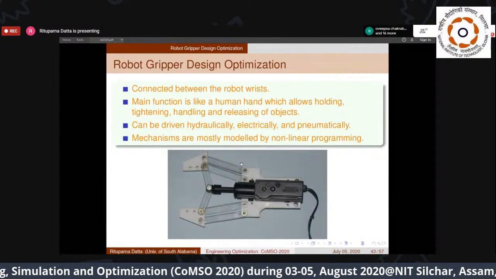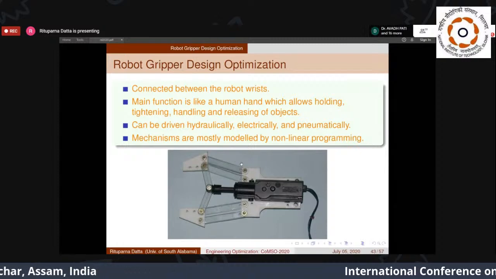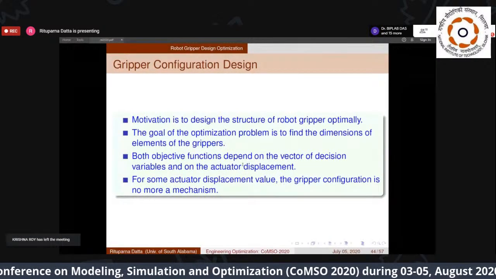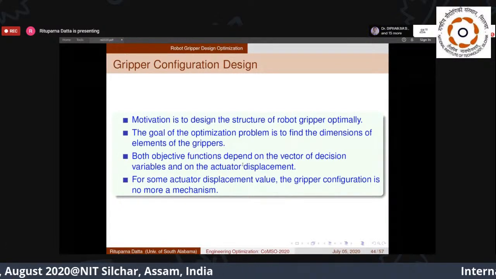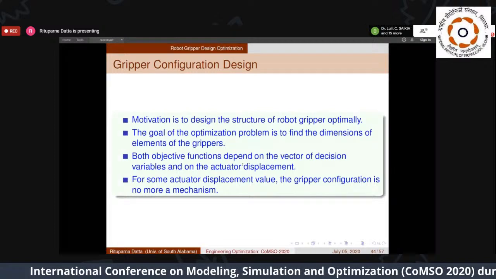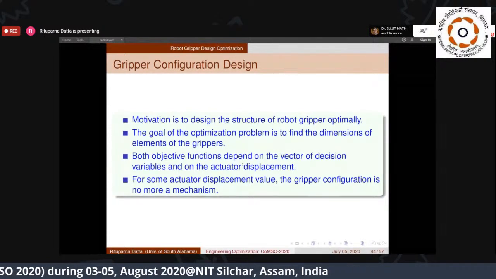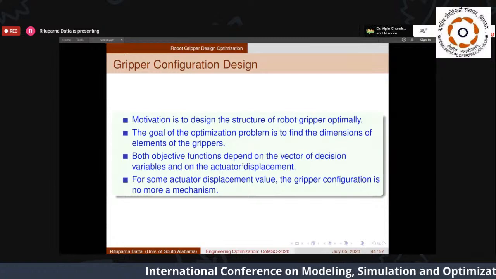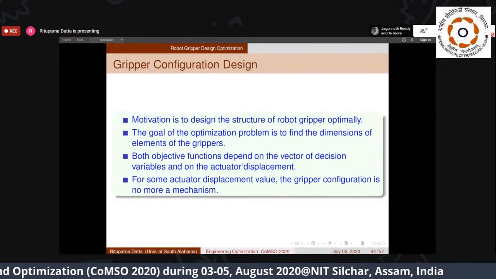Okay, my third application is robot gripper design. So robot gripper, we know, and here basically we have worked with a two-finger robot gripper. And here also we have used two case studies. Our motivation is to design a robot gripper which can act like a human hand. And here the design variables are the link length and the joint angle. But to move the robot gripper, we need an actuator to actuate. And with the movement of the actuator, the gripper opens and closes. So actuator movement is a parameter which is changing, but it is not a design variable.